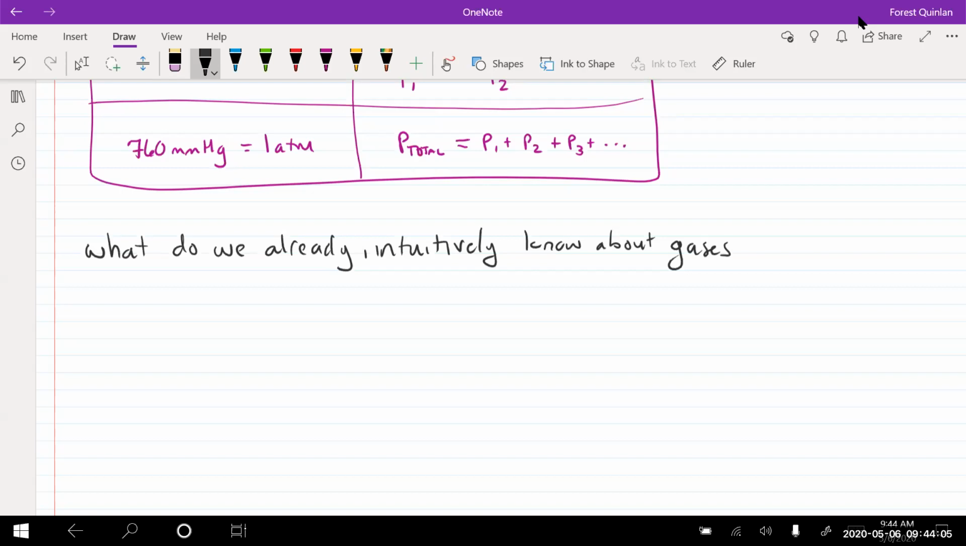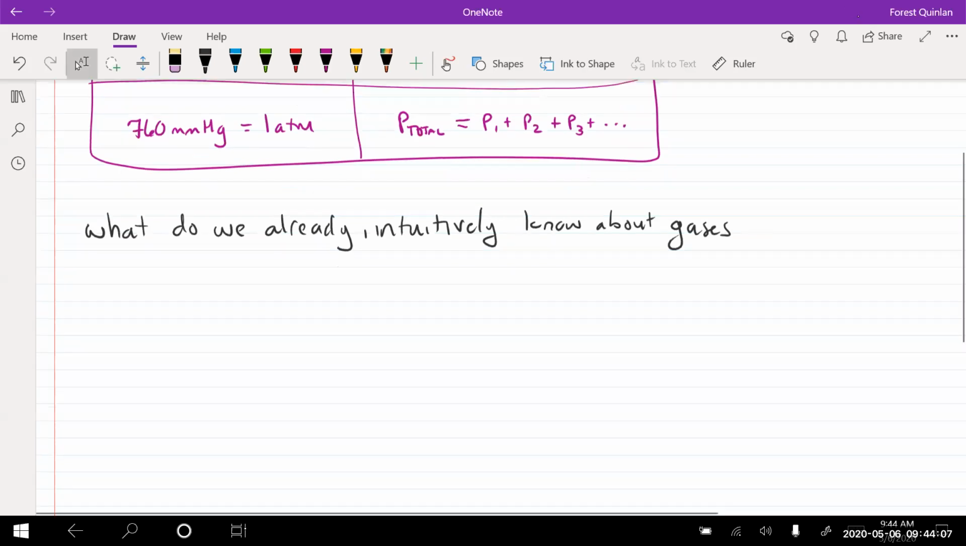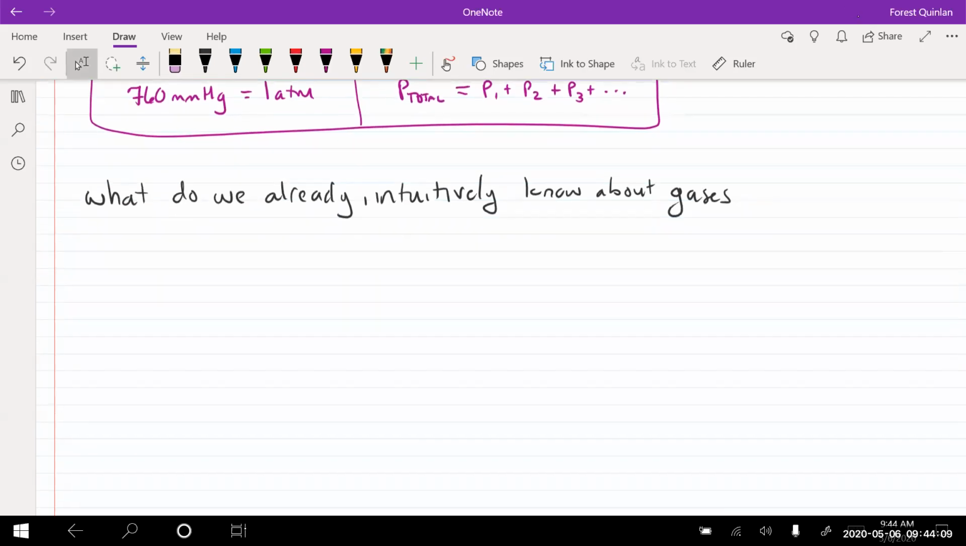What I mean is physically here. What do we already know about gases? If we set the way, way back machine when we were talking about. They fill up empty spaces. Yeah, right. They fill empty spaces.